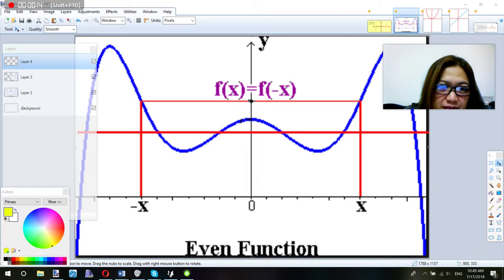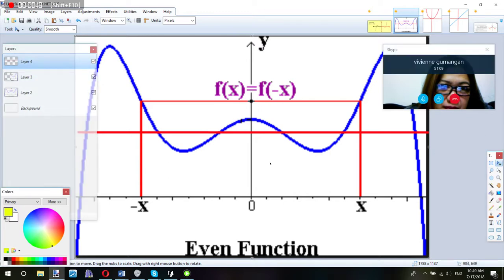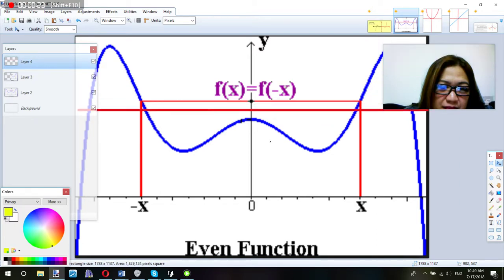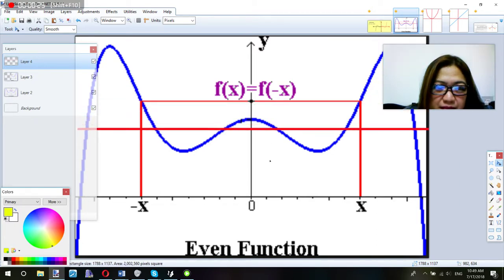So an even function is a function that's symmetric to the y-axis. So if I was going to draw a line like this red line that I've drawn here, my y value on one side should be equal to the y value on the opposite side, because I'm symmetric to the y-axis.